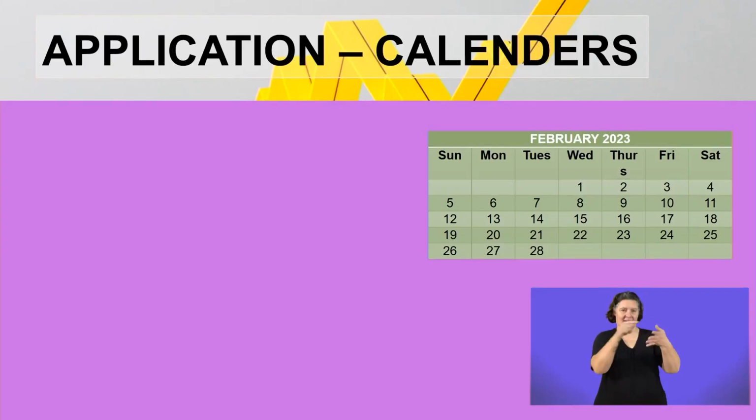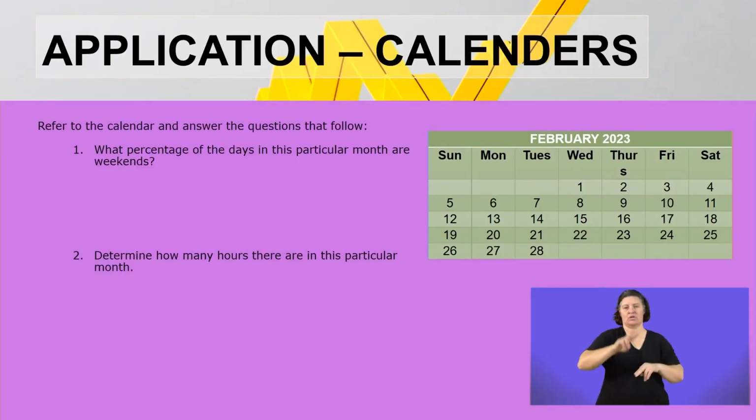If I look here, I have a calendar. That's for the month of February 2023. The question at hand here says, refer to the calendar and answer the questions that follow. What percentage, this is the first question now, what percentage of the days in this particular month are weekends? Now remember, we said working days are Mondays to Fridays, so meaning weekends will be Saturday and Sunday.